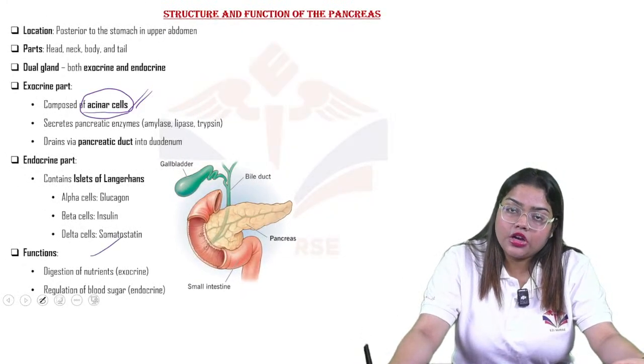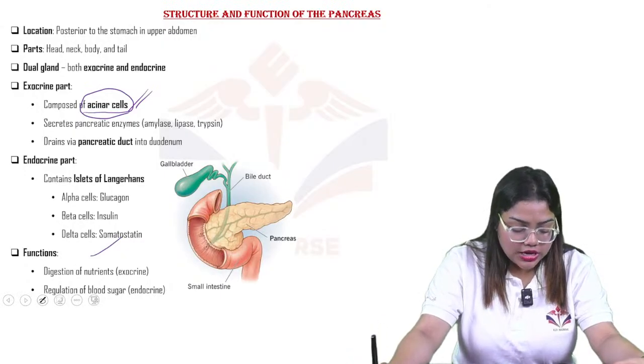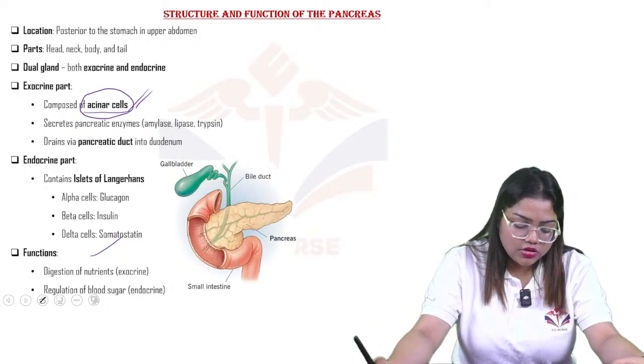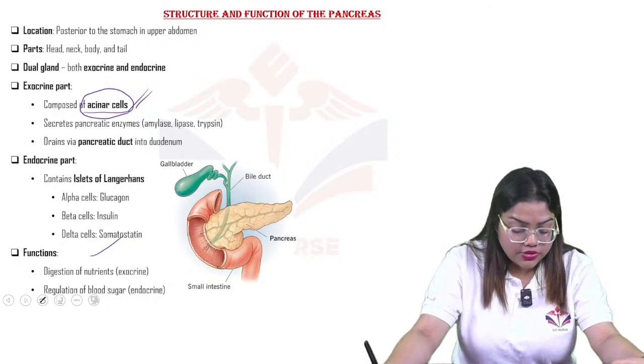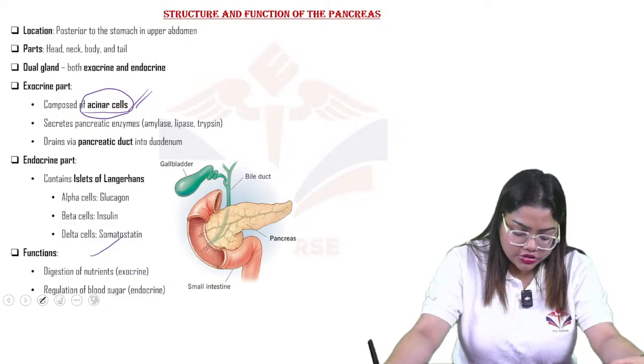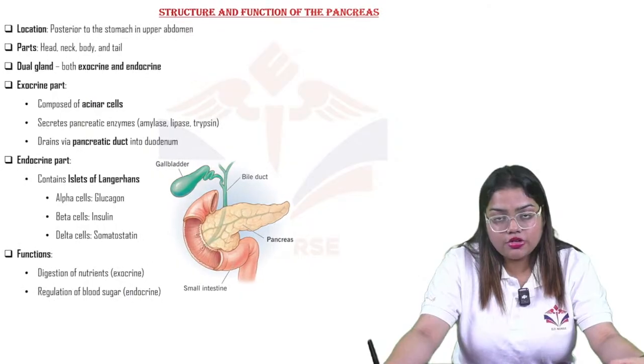What is the main function of the pancreas? First is to digest the nutrients, which is the function of the exocrine part, and regulation of blood sugar, which is the function of the endocrine part.